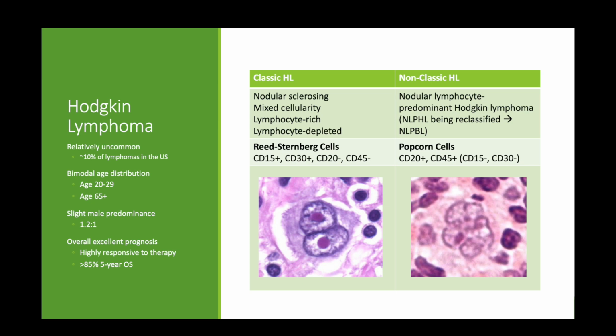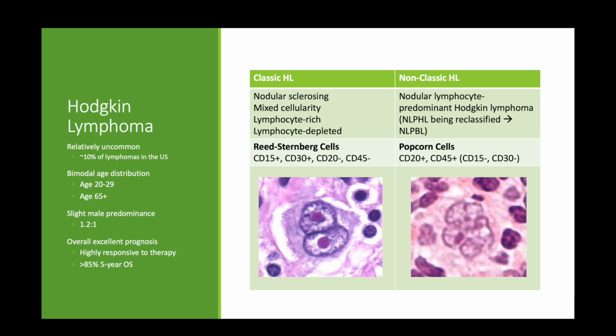Non-Hodgkin lymphoma is a completely different entity, and there are aggressive and indolent subtypes of non-Hodgkin lymphoma. There is something called non-classic Hodgkin lymphoma, also known as nodular lymphocyte predominant Hodgkin lymphoma, which does not have Reed-Sternberg cells. It actually has something called popcorn cells, which are multilobulated and historically thought of as kind of a variant of Reed-Sternberg cells.